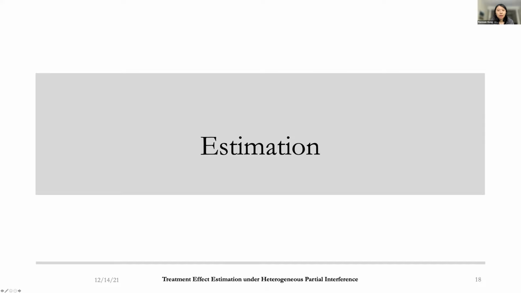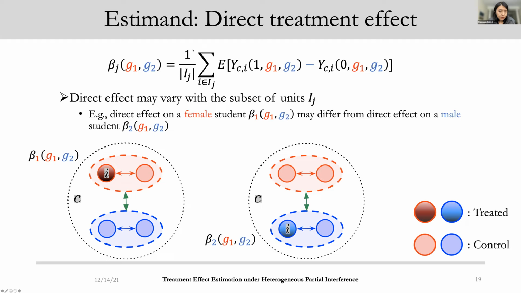Next, we formally define our estimands and we provide our estimators. We consider two classes of estimators: direct treatment effect and spillover effect. This is the definition of the direct effect. And the direct effect encompasses two types of heterogeneity. First is that the direct effect may vary with the subset.